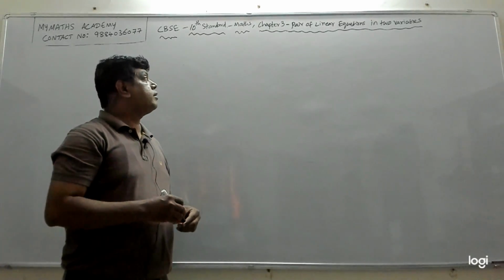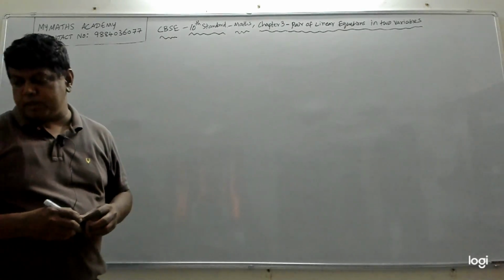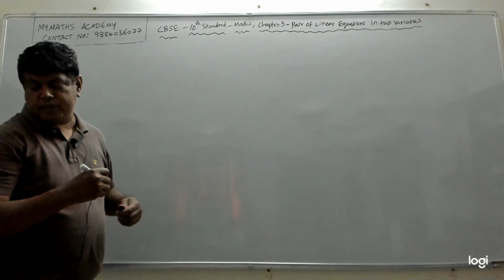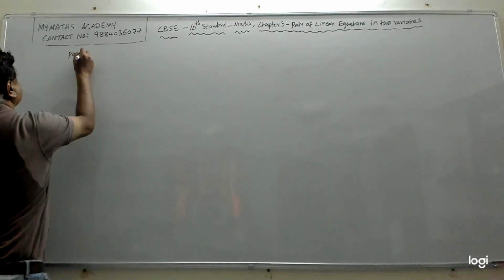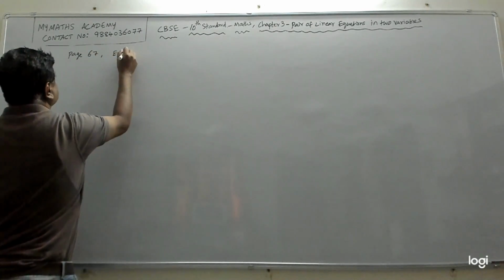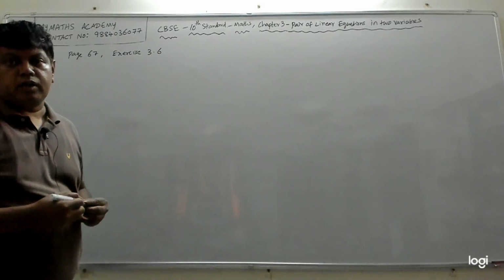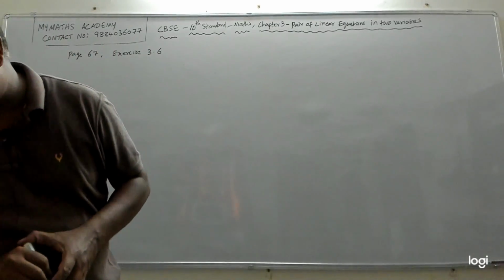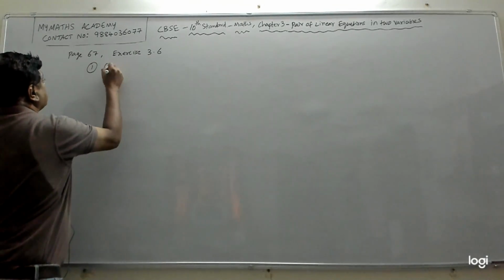We'll continue with chapter 3, pair of linear equations in two variables for 10th standard CBSE Maths. We'll continue with exercise 3.6 on page number 67. So page number 67, exercise 3.6 on page number 67. Okay, so first question, first part.